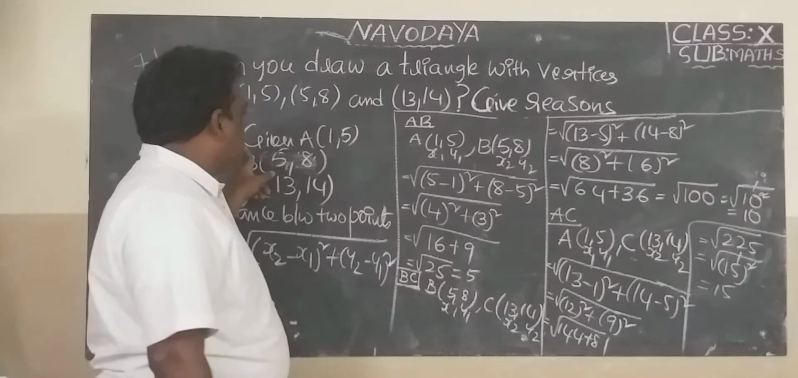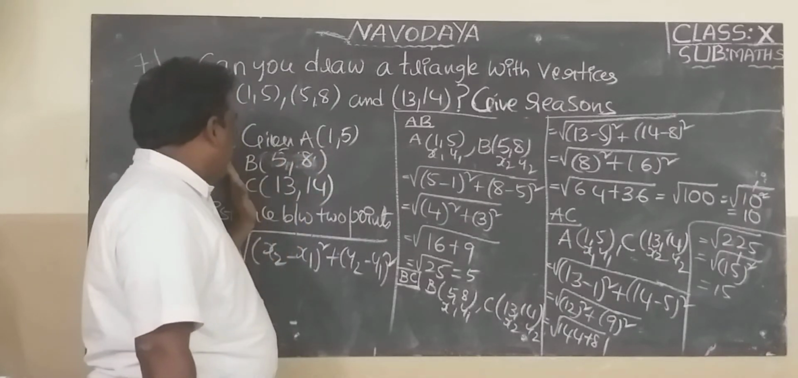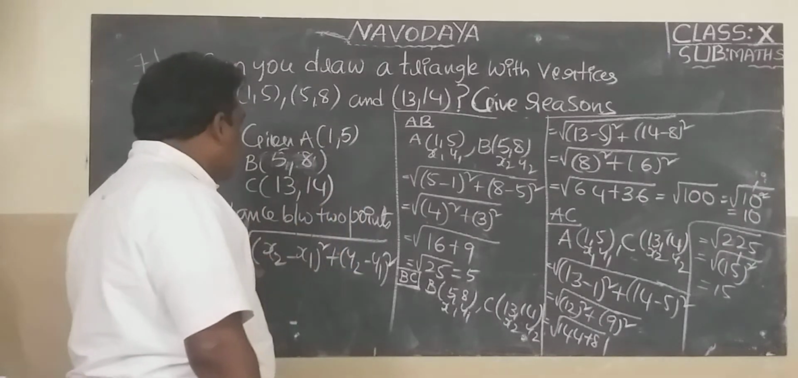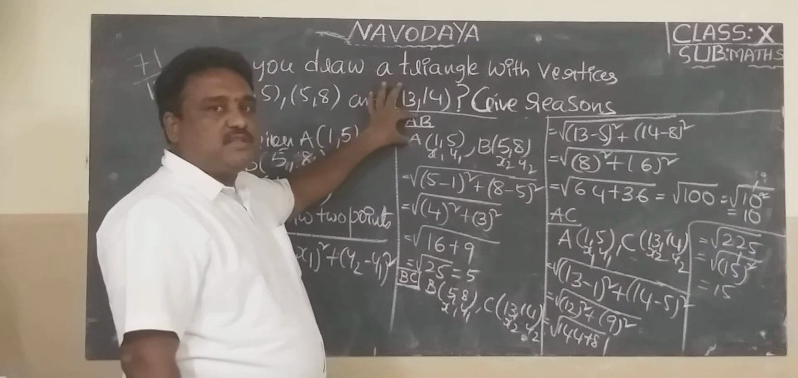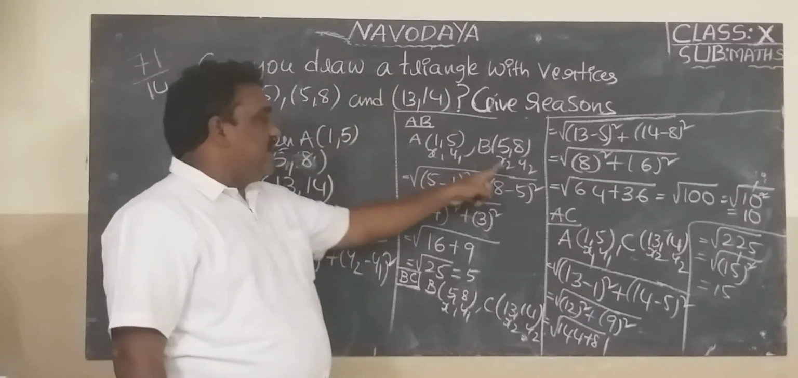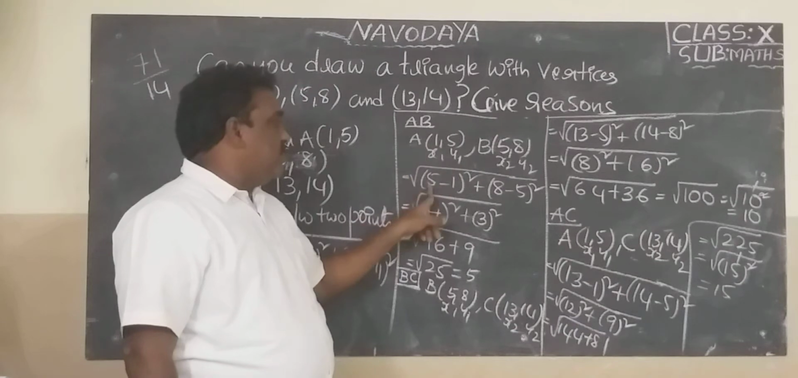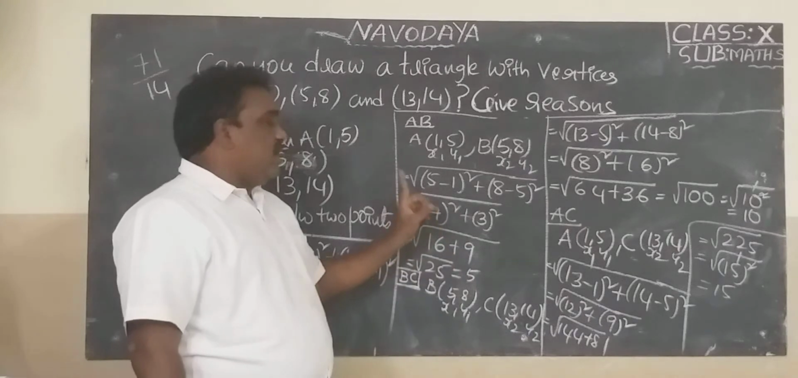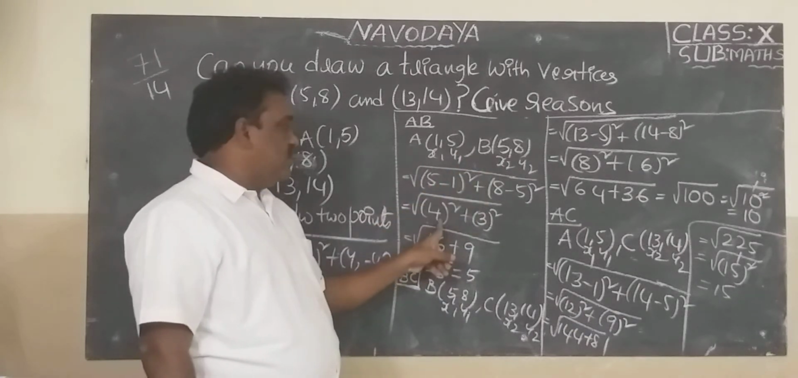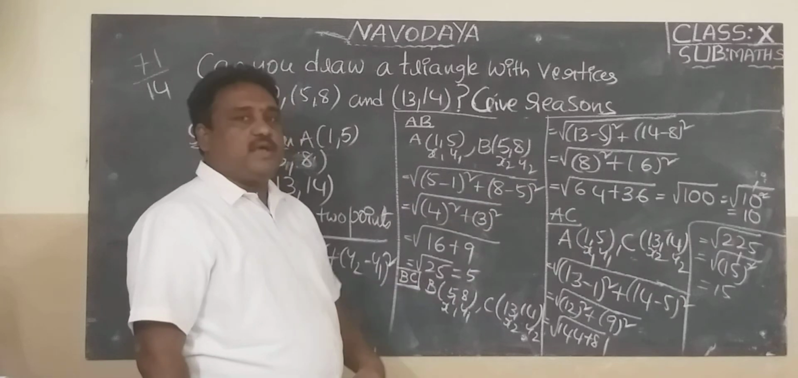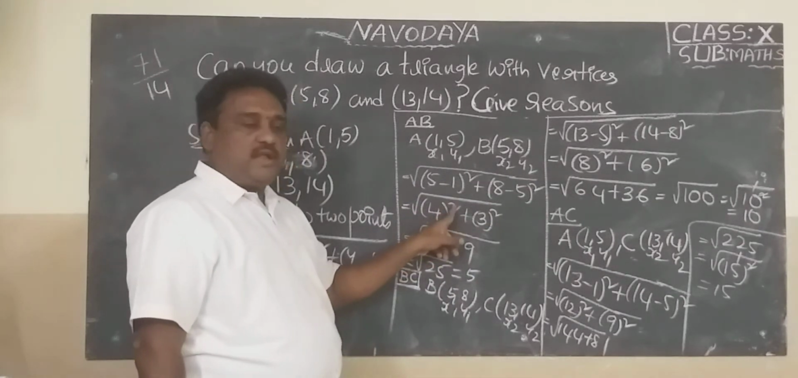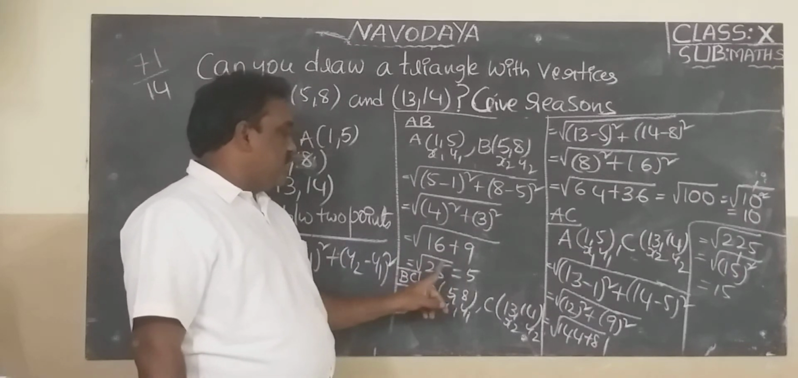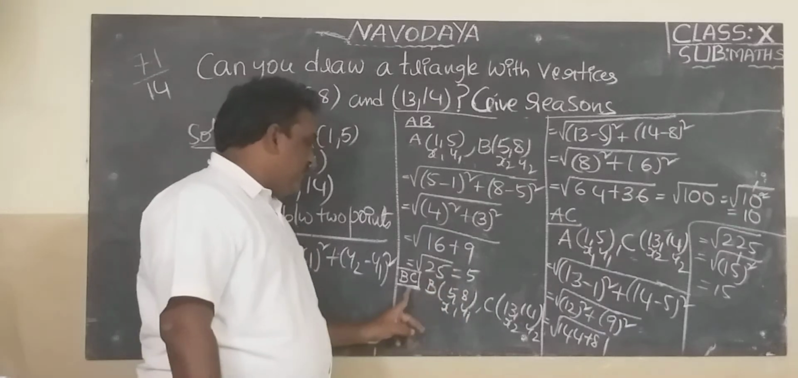So first point A (1, 5), second point B (5, 8), third point C (13, 14). Distance formula, distance between 2 points. First find the length of AB. x2 minus x1 whole square: 5 minus 1 whole square. y2 minus y1 whole square: 8 minus 5 whole square. 5 minus 1 is 4 whole square, 8 minus 5 is 3 whole square. 4 square is 16, 3 square is 9. Add, root 25. Root 25 is 5.